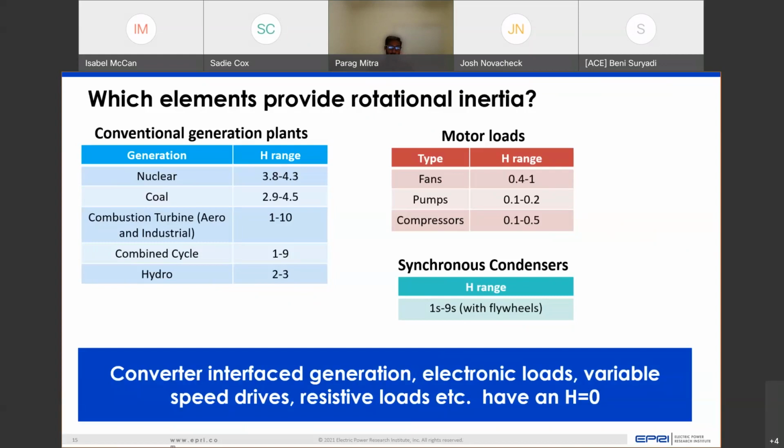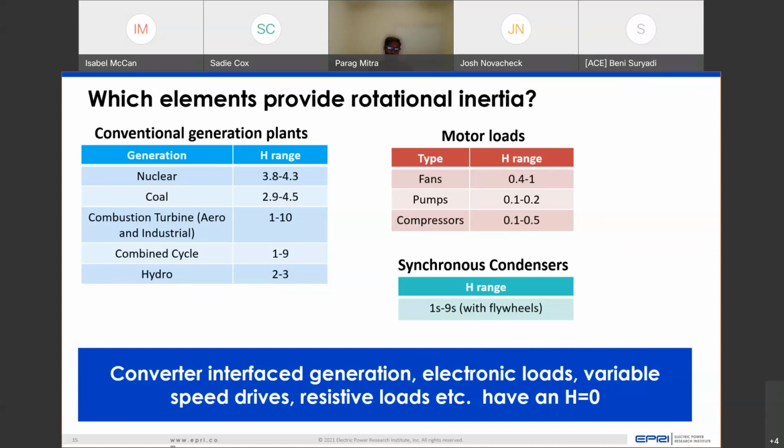And finally, we have the third equipment that provides some inertia to the system. So these are our synchronous condensers. Now, again, synchronous condensers can have a very wide range of inertial contribution. It can be very low, in the range of 1 second. These are just our simple synchronous condensers. And then you have new options where synchronous condensers come with flywheels, and they can contribute to inertia in the range of 9 to 10 seconds, which is significantly high. So those are the elements that provide inertia.